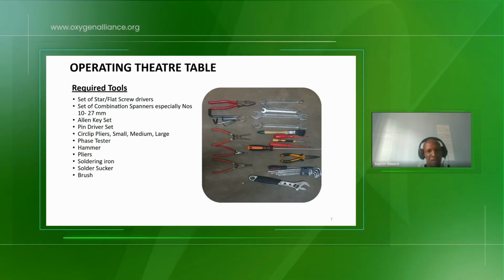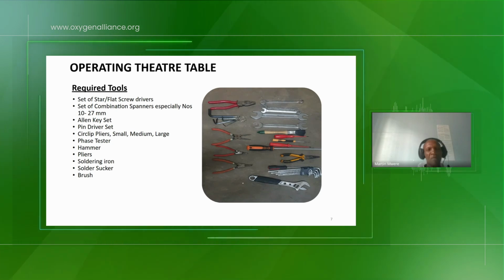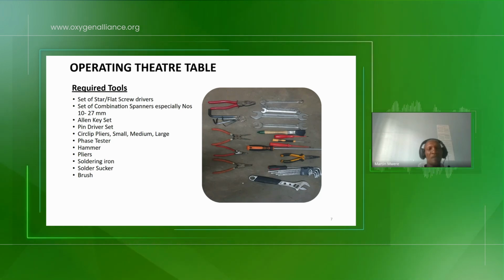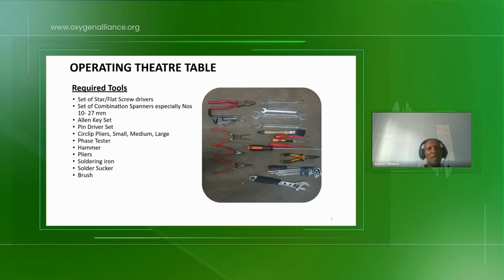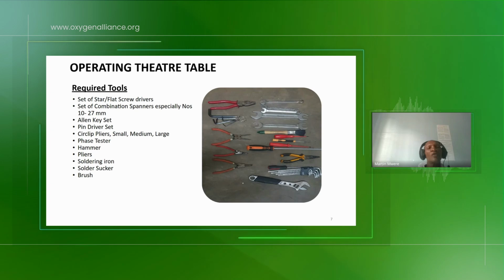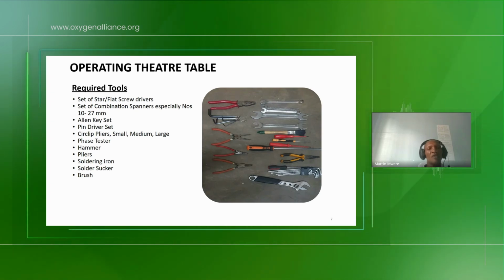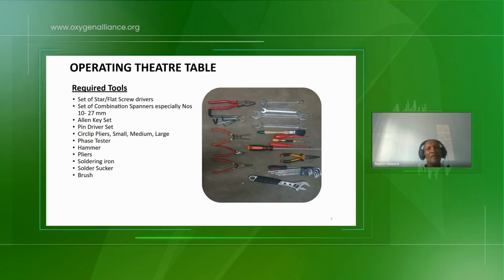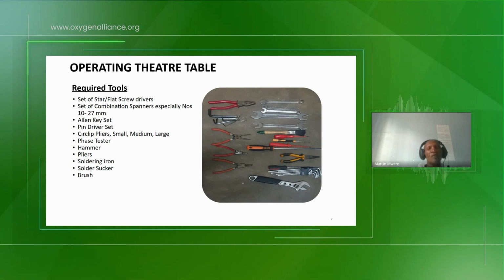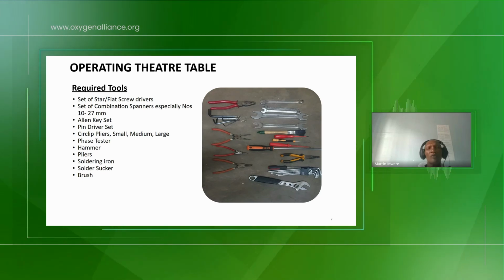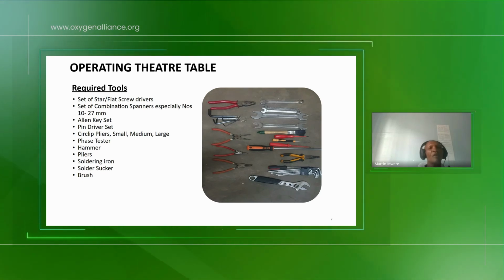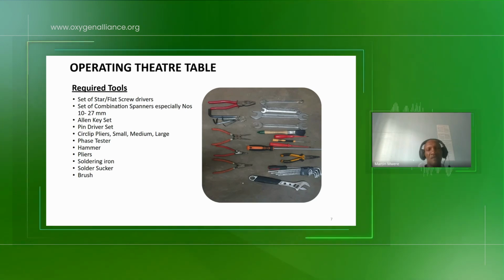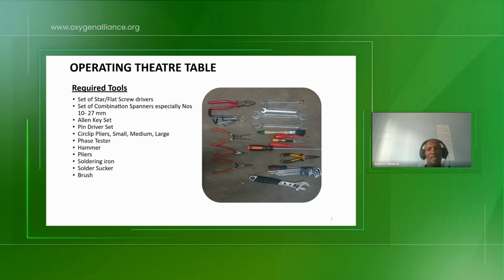Metric. In the Allen key set, sometimes you can have a metric Allen key set, or an imperial Allen key set. So depending on the manufacturer, the engineer needs to know what kind of Allen key set to use. We have what we call the pin driver set. We had seen the lock nut, the lock pin. To remove that lock pin, you need to use the pin driver. Set means a combination of several pin drivers. So that's why we refer to it as a set.